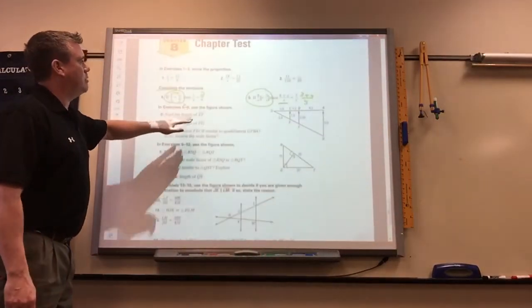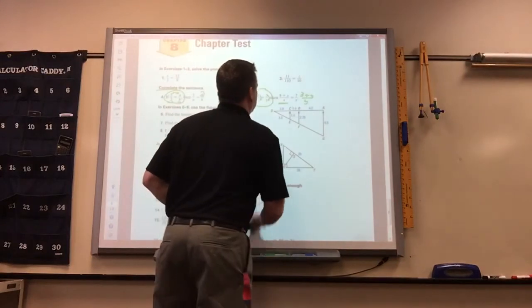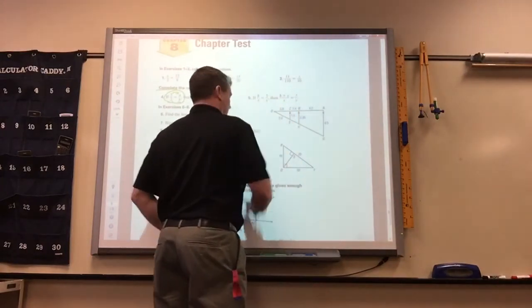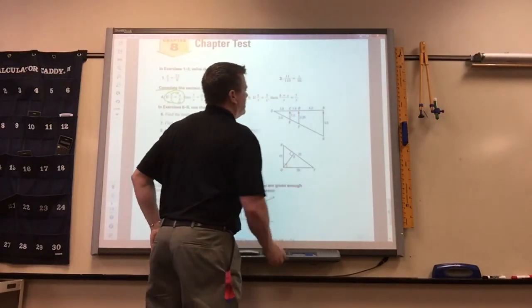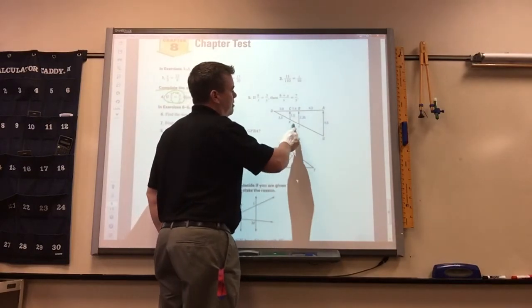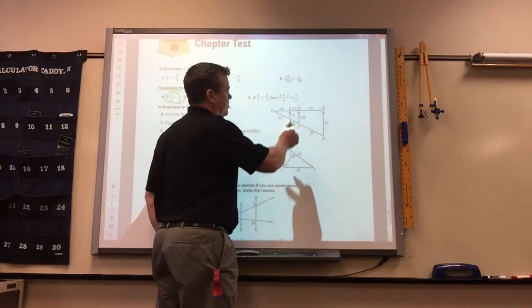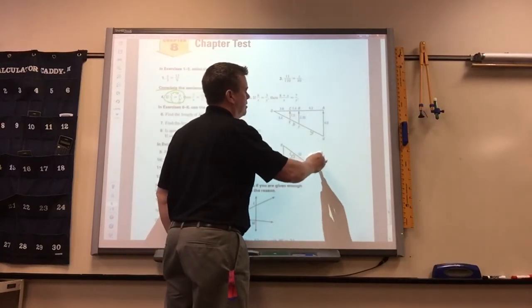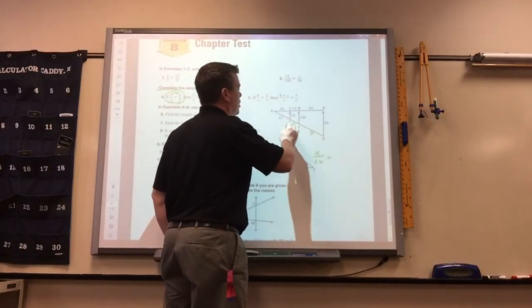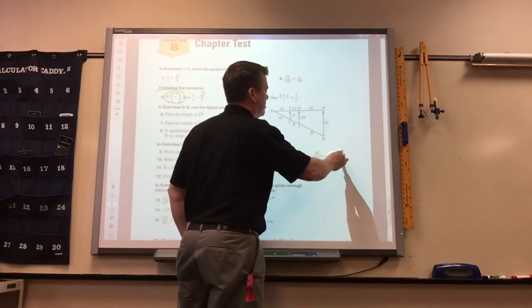Okay, the ones that are a little more difficult are like this one. This is like the one we did in our assignment. It would be easy enough to find this and this. X over 1.4 equals 3.2 to 2.8.